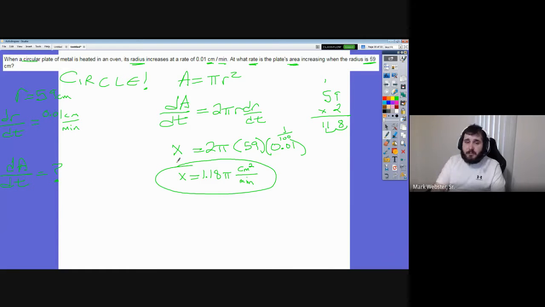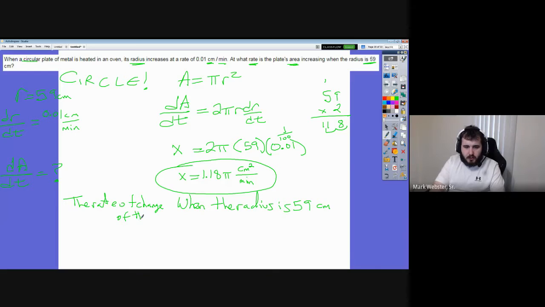And again, free response question. When the radius is 59 centimeters, and let's even include the rate of change of the area when the radius is 59 centimeters is 1.18 pi centimeters squared per minute.